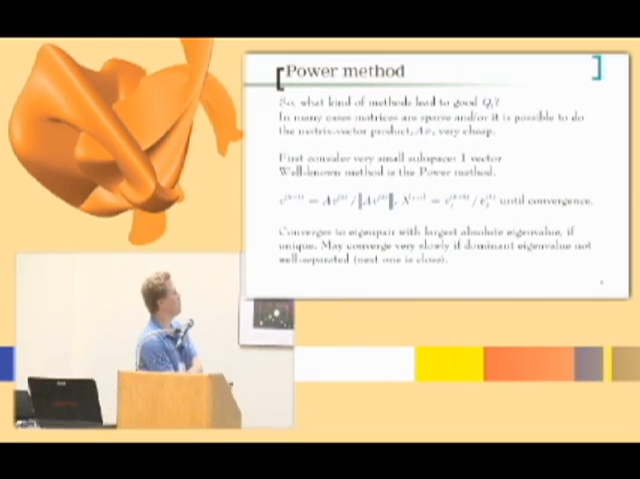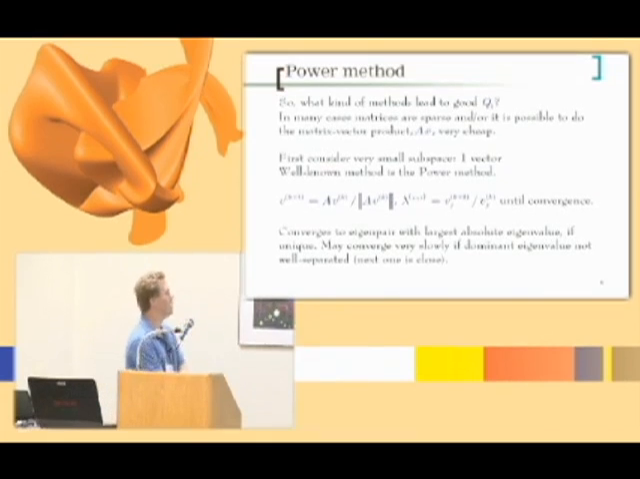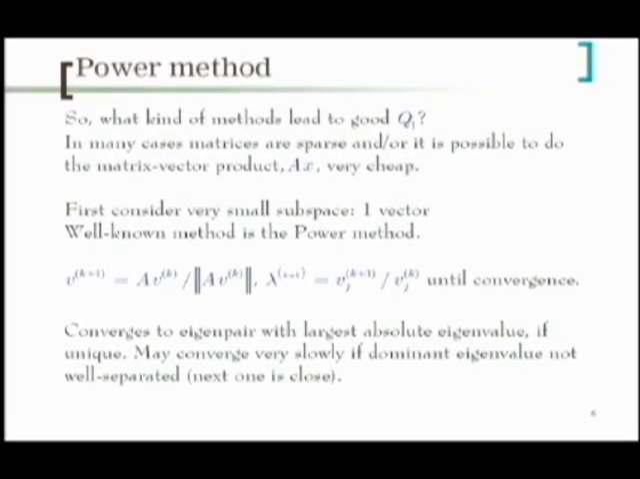Okay, so what kind of methods lead to a good Q1? That's the first question, right? In many cases, matrices are sparse, and it's possible to do this matrix-vector product very cheaply. That's kind of the message we saw for these linear systems too. So let's first consider a very small subspace, right? Of size 1. It's about as small as you can get. And then the method you get, you probably have seen, is the power method. It works like this. You take an arbitrary initial vector, you multiply by A, and then you normalize it.